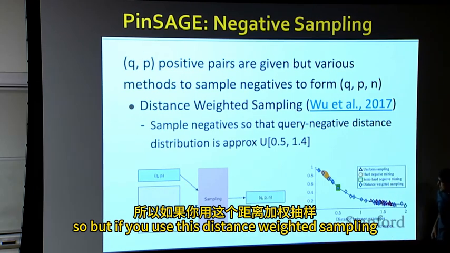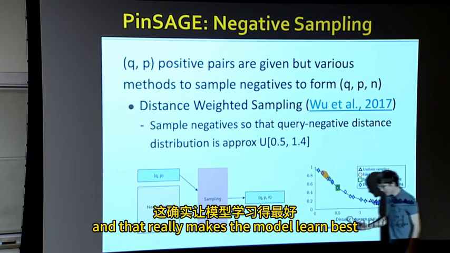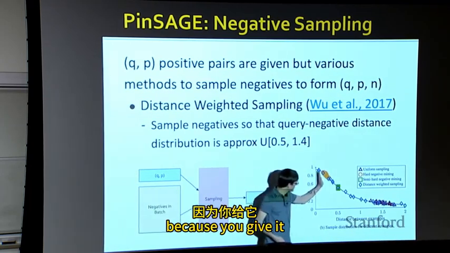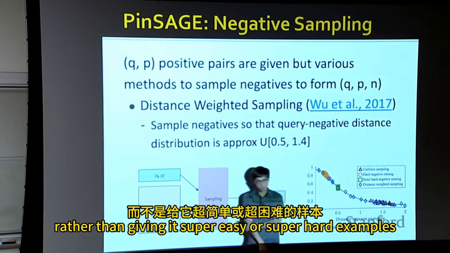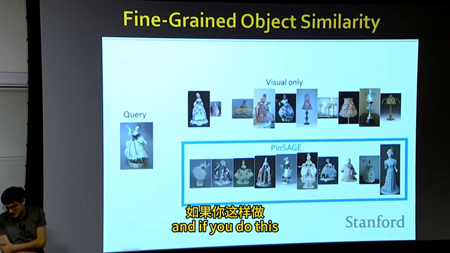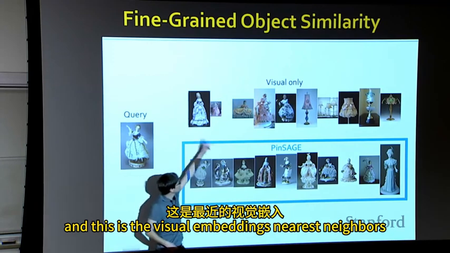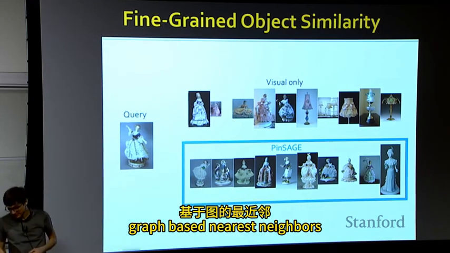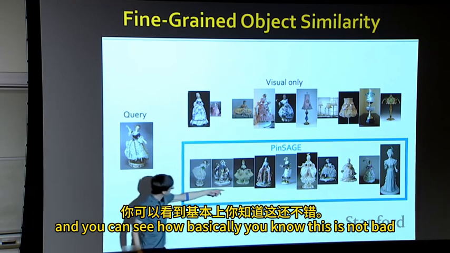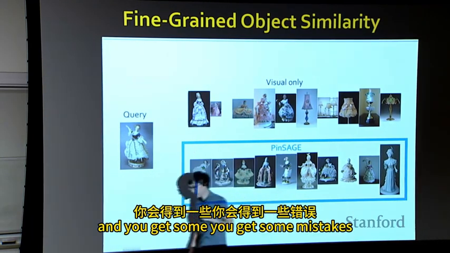Again, it's not good. But if you use this distance weighted sampling, then you sample your negatives along the entire distance spectrum. And that really makes the model learn best, because you give it examples of all kinds of hardness, rather than giving it super easy or super hard examples. And if you do this, then you get really, really good results. So here's a query pin, and this is the visual embeddings' nearest neighbors, and here are the graph-based nearest neighbors. You can see this is not bad, but this is definitely better. And you get some mistakes.